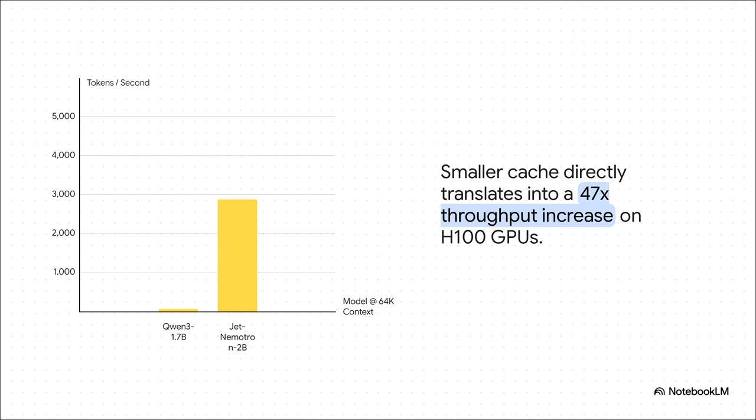And that 47x drop in cache size translates directly into this. A 47x increase in throughput. You go from a sluggish 61 tokens a second to almost 2,900. When you remove that memory bottleneck, your compute cores can finally stop waiting around and just run.